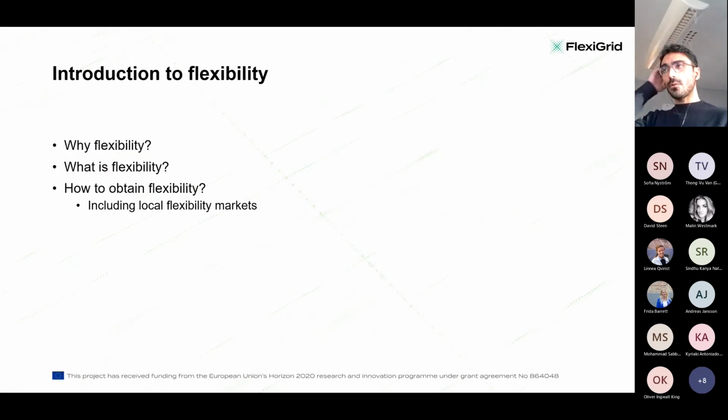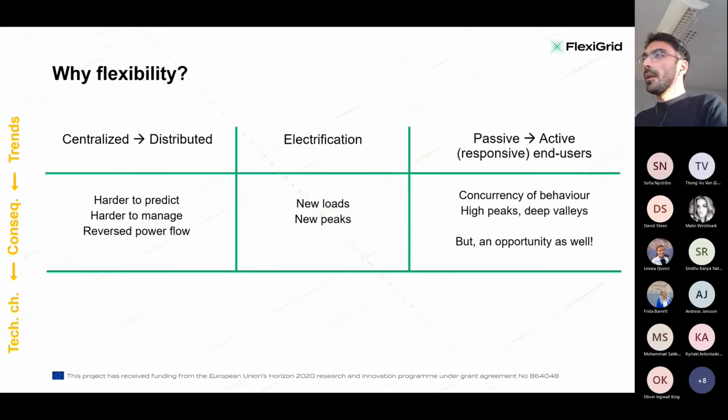Before we go into the details of the flexibility markets, we thought we'd take a step back and give an introduction to flexibility, make sure we are all on the same page and have the same definitions. So I thought to explain it in 3 different steps: why do we need flexibility, then what is flexibility and how to obtain it, and what are the different ways that we can activate flexibility in the grid.